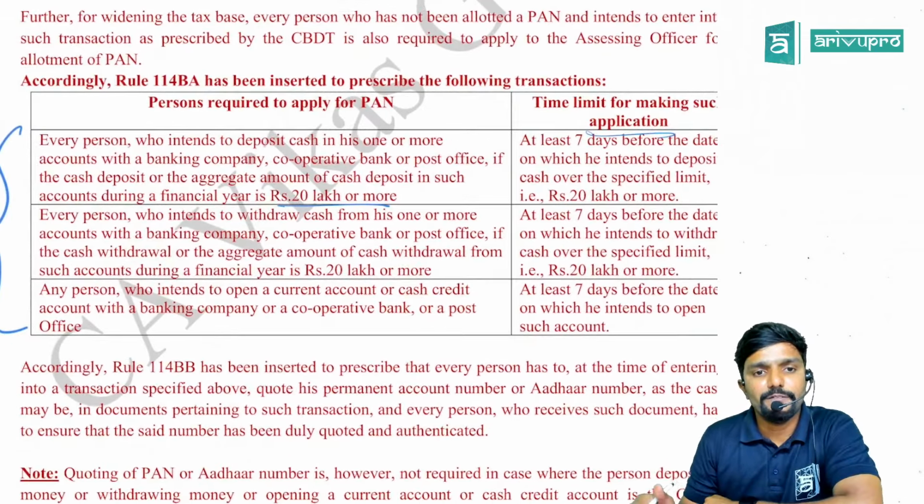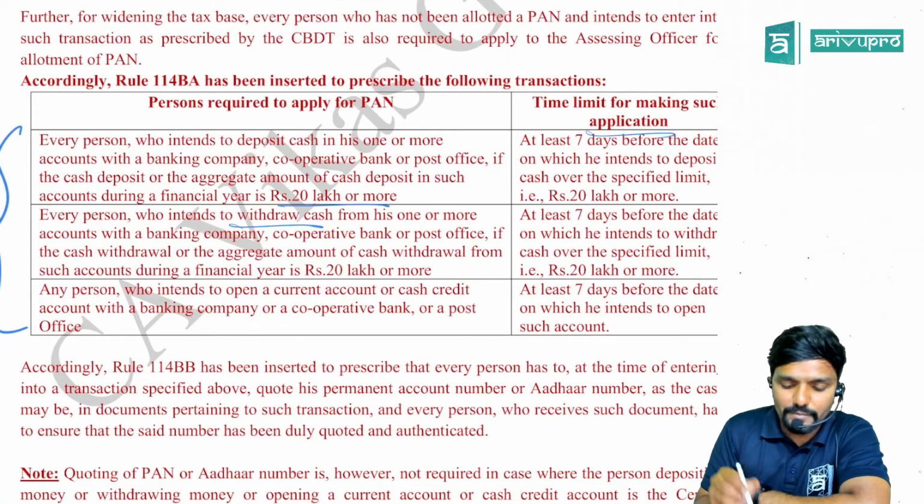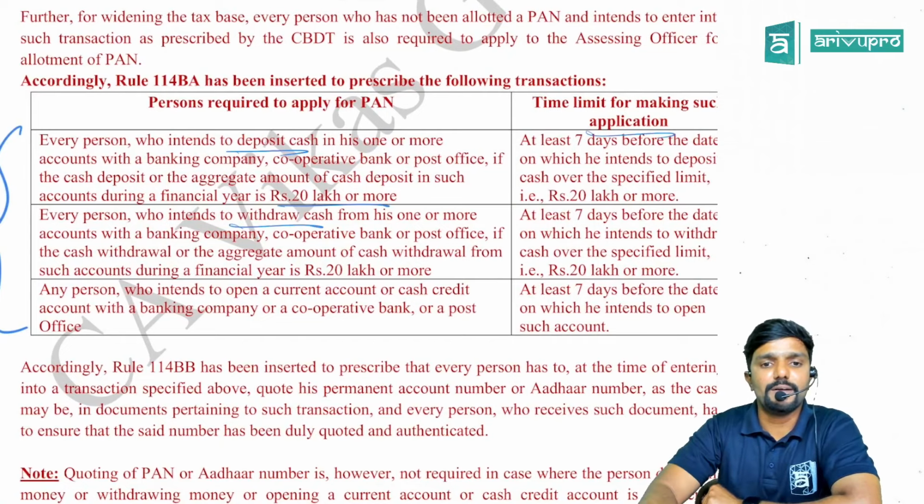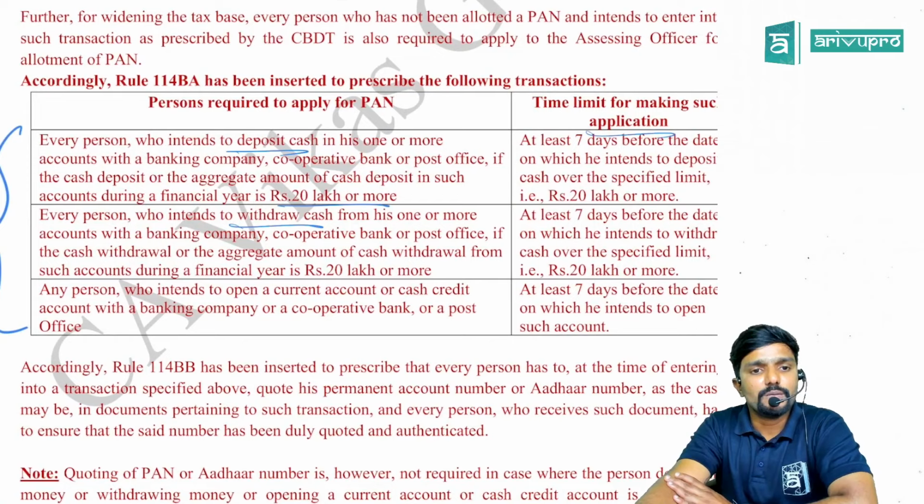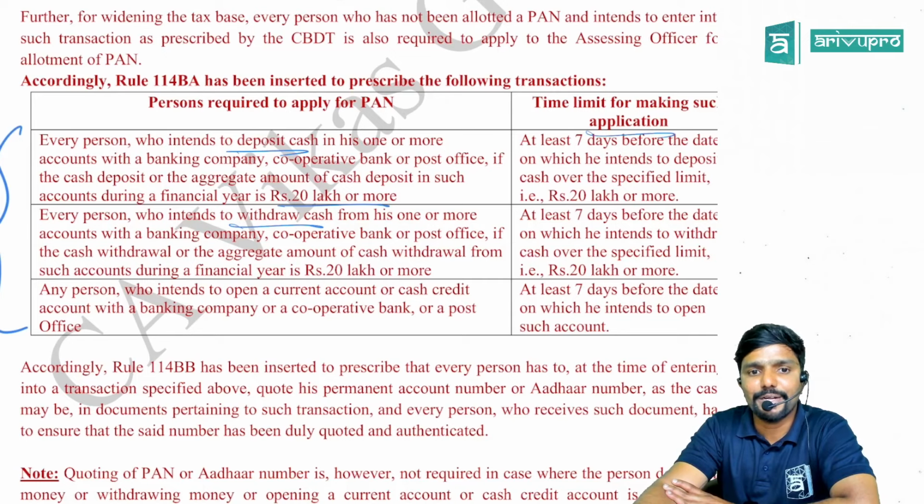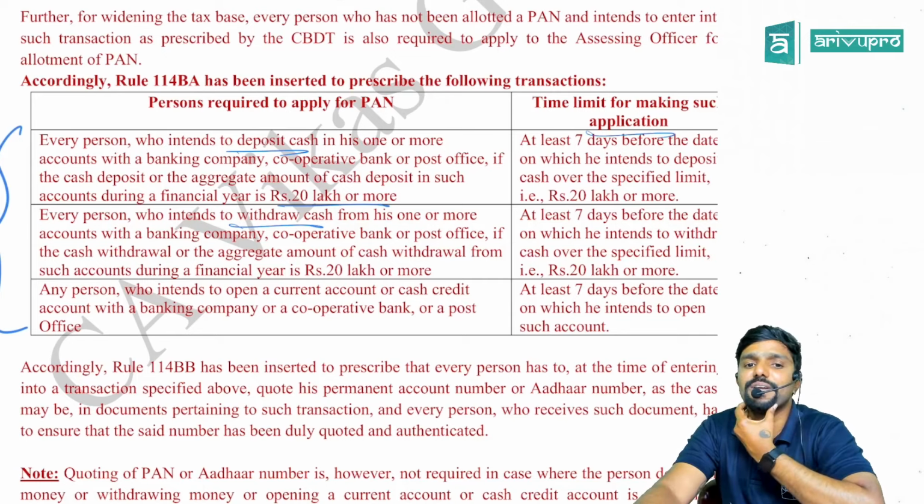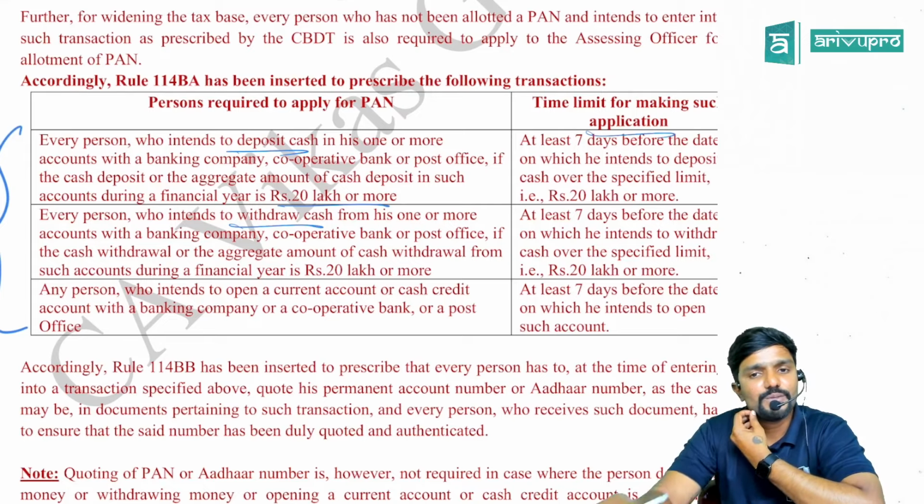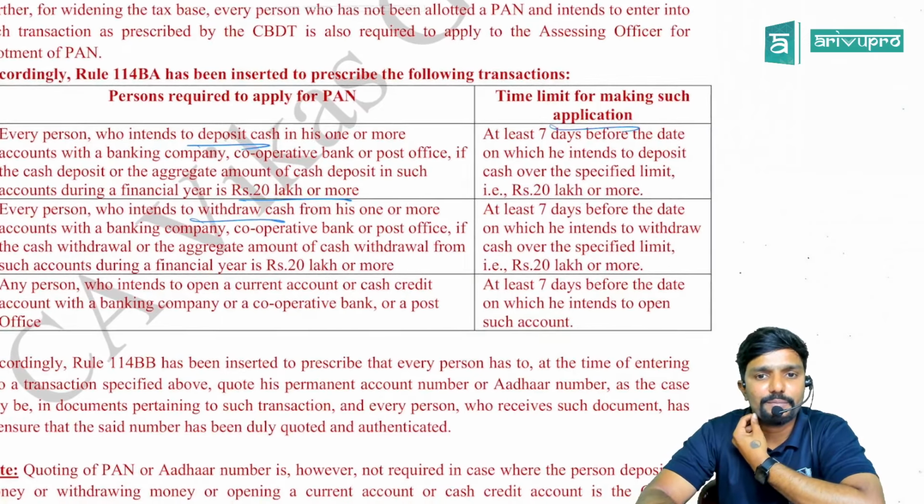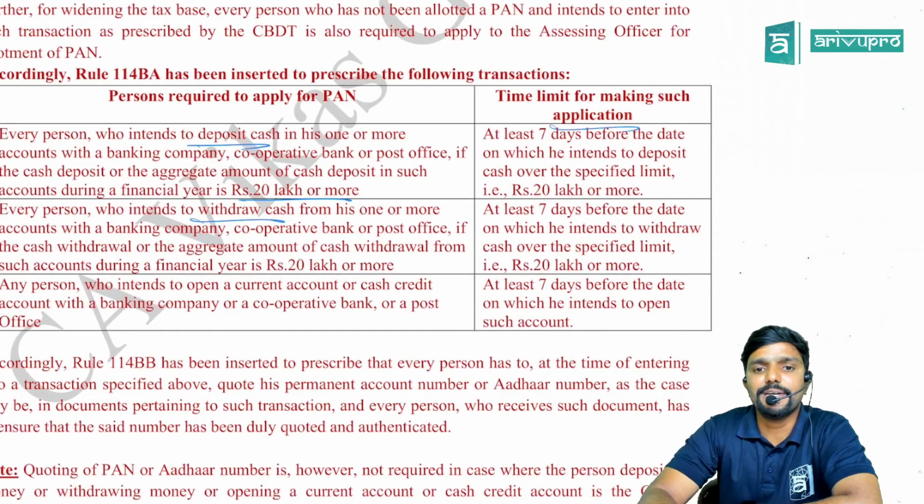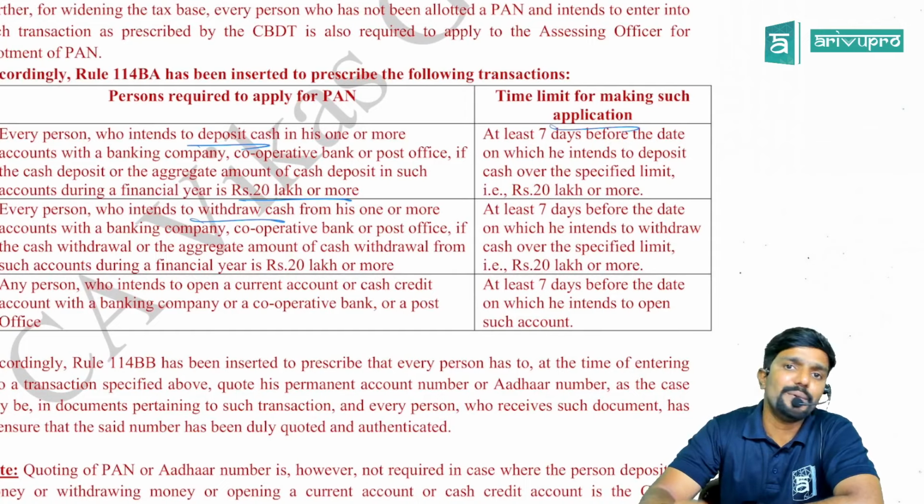Same way, every person who intends to withdraw, first it was deposit, now it is withdraw, cash from his one or more accounts with a banking company, cooperative bank or post office, if the cash withdrawal or aggregate amount of cash withdrawal from such accounts during the financial year is 20 lakh or more. So here also you have to make an application for PAN at least 7 days before the date on which he intends to withdraw cash over the specified limit, guys.